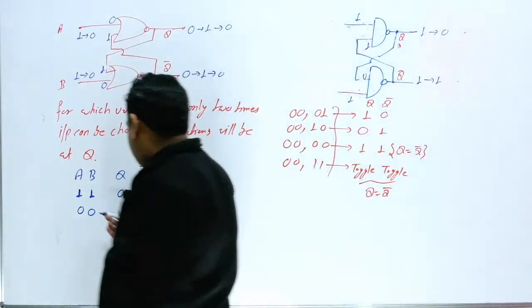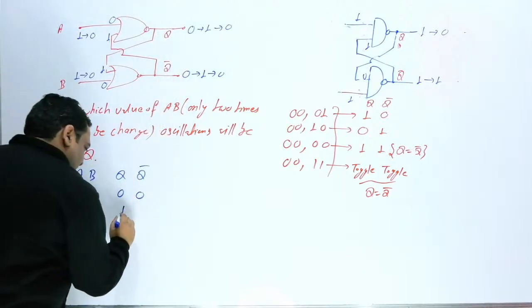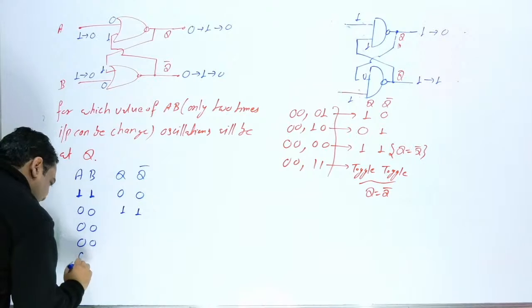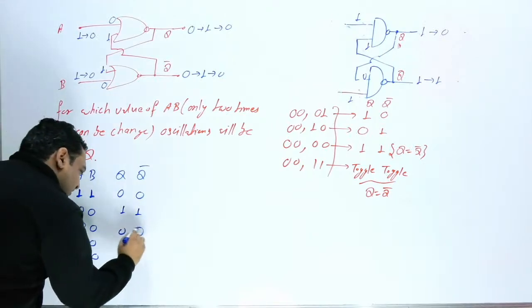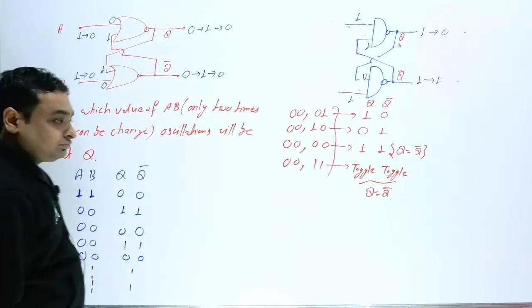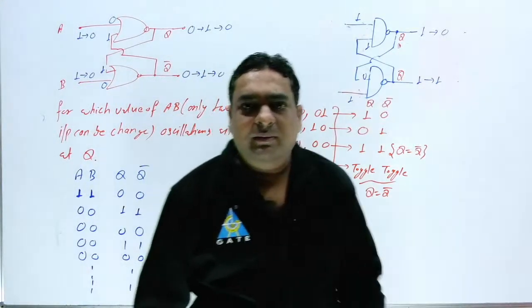So always for this 0 0 input you are getting 1 1 at the output. The input is now fixed, and the output is 0 0, then 1 1, then 0 0, and this will continue. So this logic should be very clear.